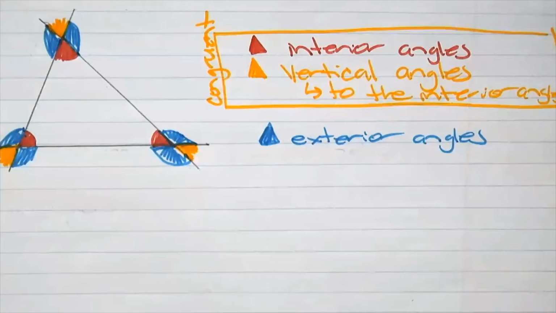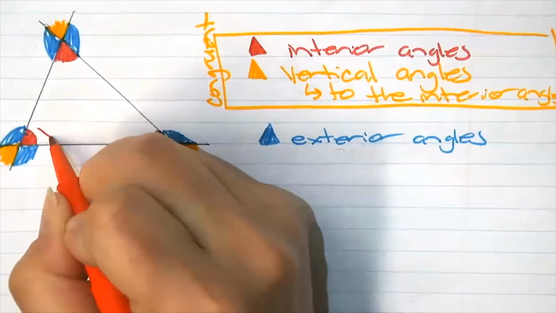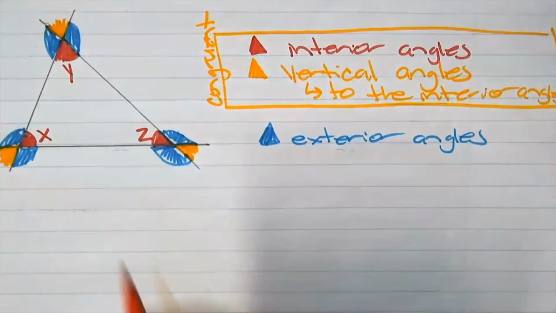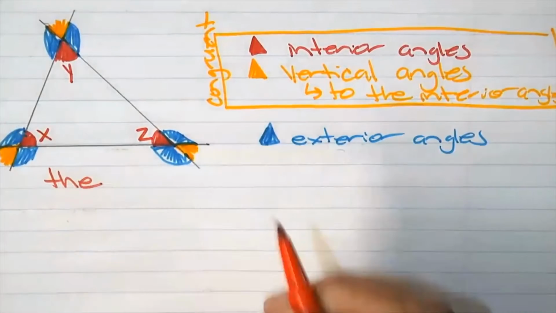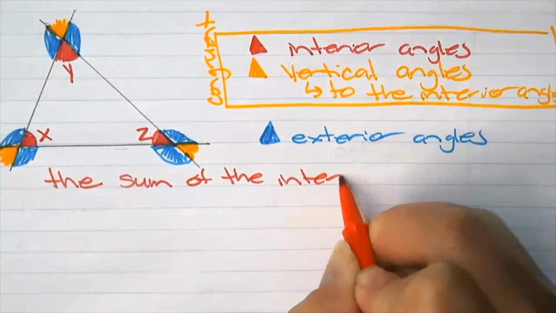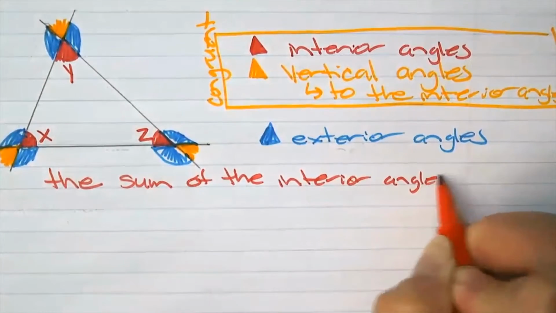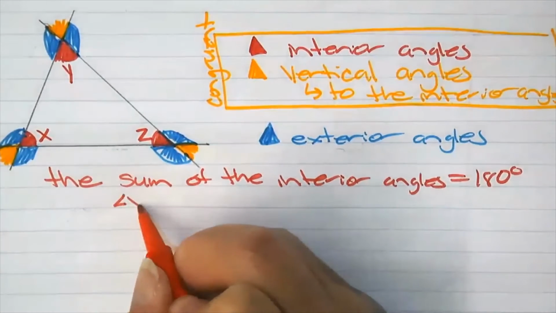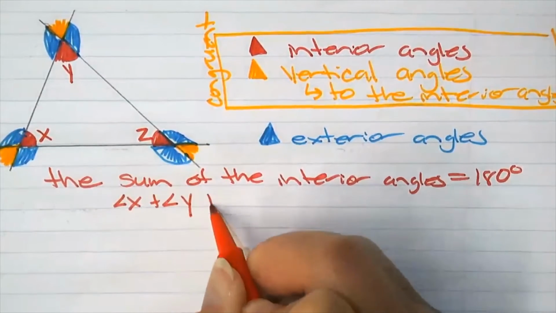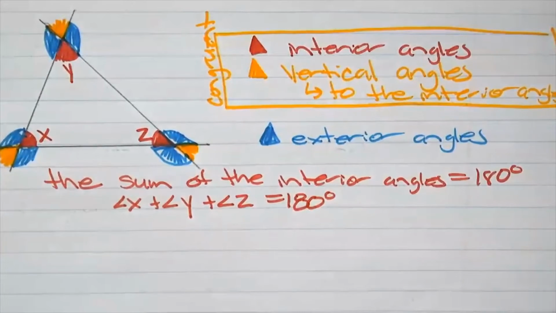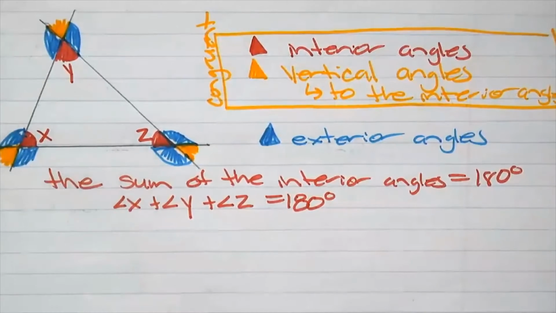Okay. Now the interior angles of a triangle, X, Y, Z. I'm going to tell you that the sum of the interior angles is equal to 180 degrees. So angle X plus angle Y plus angle Z equals 180 degrees. And we're going to prove this in just a moment.